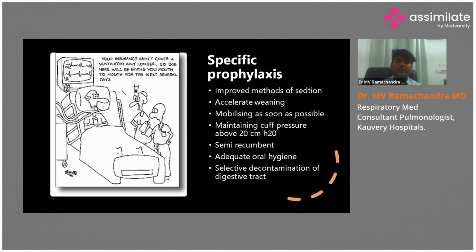Selective decontamination of the digestive tract: as I mentioned earlier, aspiration can happen because we use more PPIs and H2 antagonists, so the stomach tends to be a reservoir. Selective decontamination of the digestive tract uses antibiotics, topical and systemic, in a short course to decontaminate. Topical aminoglycosides are used in selective decontamination of the digestive tract. Studies have shown that selective decontamination has reduced mortality and recurrent infections in ventilated patients.